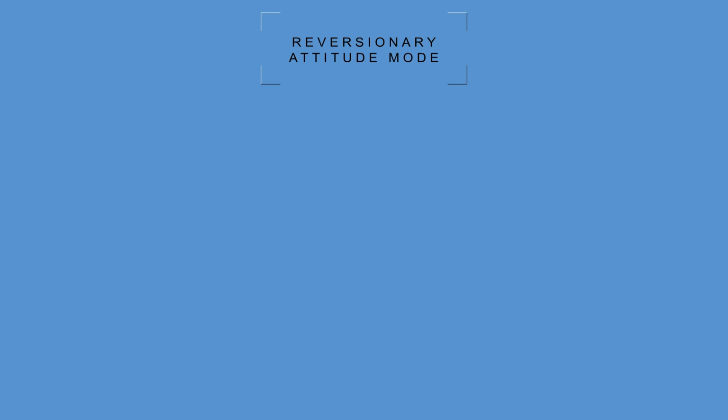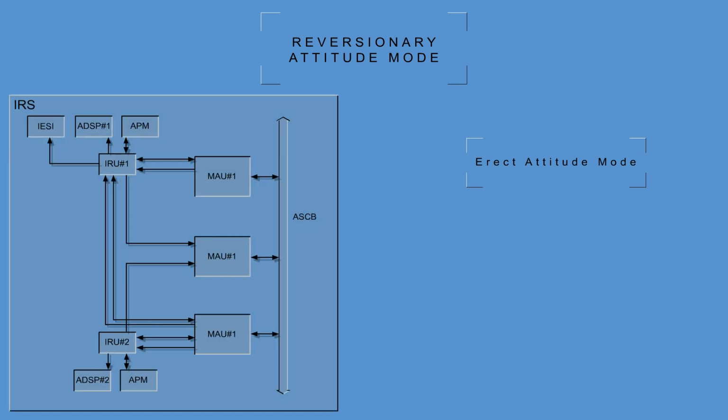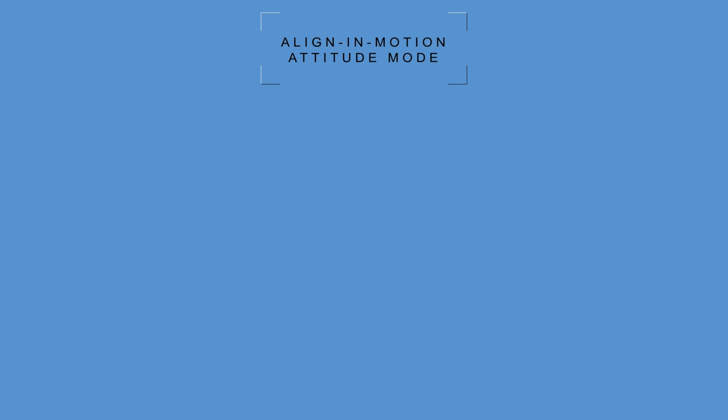Reversionary attitude mode. This mode, also known as erect attitude mode, operates in conjunction with the stationary alignment mode. The IRS automatically enters the reversionary attitude mode after completion of the power-up mode. Align in motion attitude mode. This mode, also known as attitude mode, operates in conjunction with the align in motion mode. This mode provides attitude and heading performance.